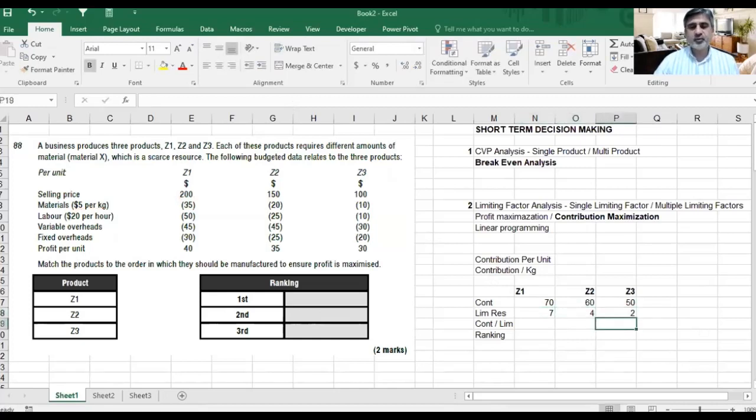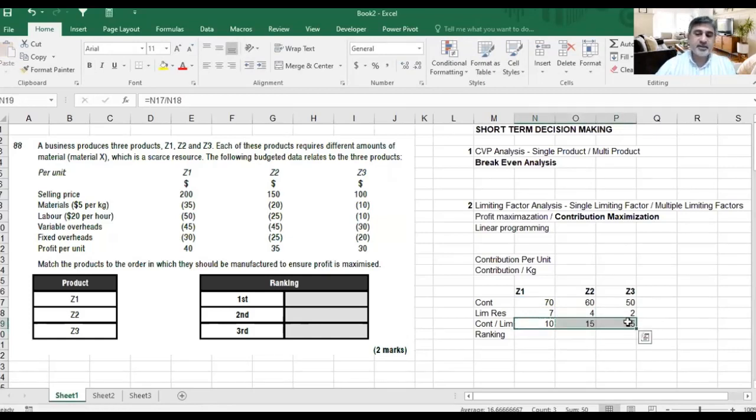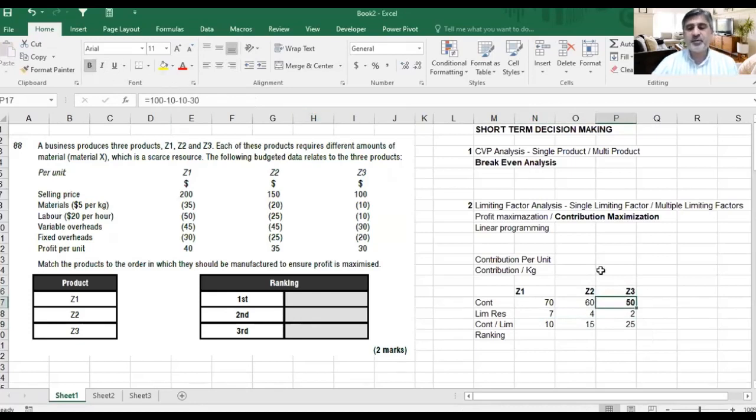4 and 2, right? 20 divided by 5 and then 10 divided by 5. And now you will find out your contribution per limiting factor. Now, if you see that this product Z3, which apparently was giving the minimum contribution, actually the contribution per kilogram is highest here.